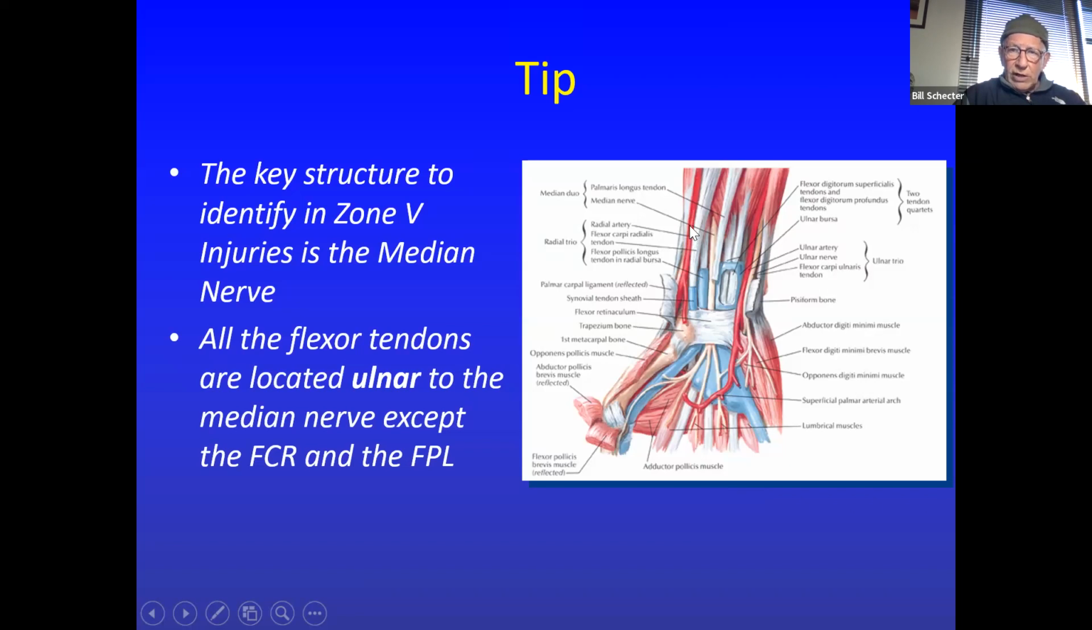You know, by the way, that the radial artery, we talked about this in the vascular course, is located between the radial epicondyle down over here and the flexor carpi radialis tendon. So it's very easy to find the radial artery because you just go radial to the flexor carpi radialis tendon and it's right there. Everything else is ulnar to the median nerve.